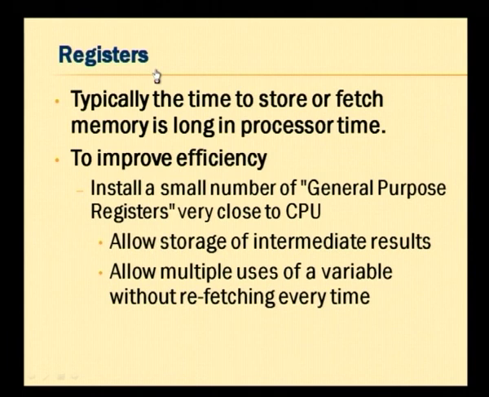Okay. So, now in addition to these two special registers that we talked about, the processor or the control unit will also have a number of general purpose registers. Okay. Now, the reason why we have these general purpose registers is that the time that it takes to store or fetch memory is normally long in terms of processor time. That is, if you look at the time at which the processor is able to handle things, it works generally much faster than the time it takes to access data from memory. Okay.